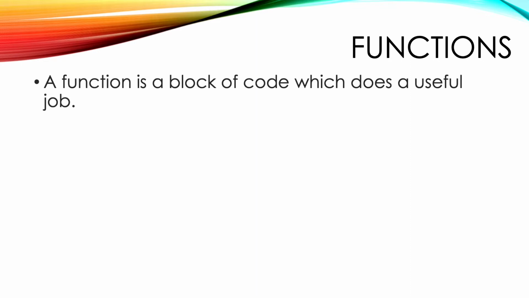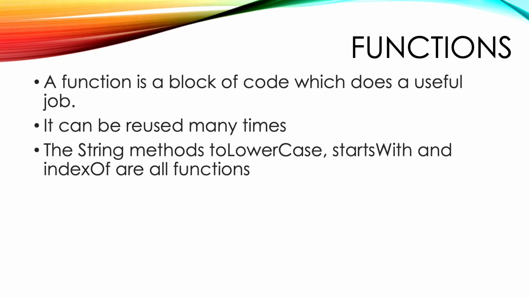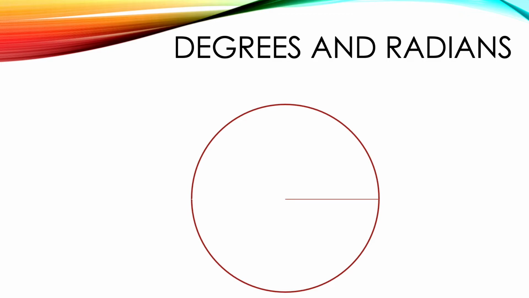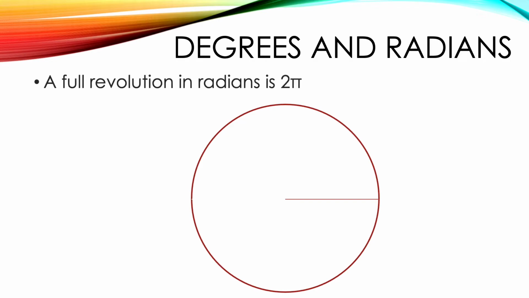When we create a function, we're creating a block of code statements that do a useful job and that we can reuse many times. We've met functions already in the course. The methods used by the string object, toLowerCase, startsWith, indexOf, these are all functions. When you use the ThreeJS library, you will often find that angles are in radians, not degrees. A full revolution in radians is 2 pi. Let's create a function that will convert degrees to radians.